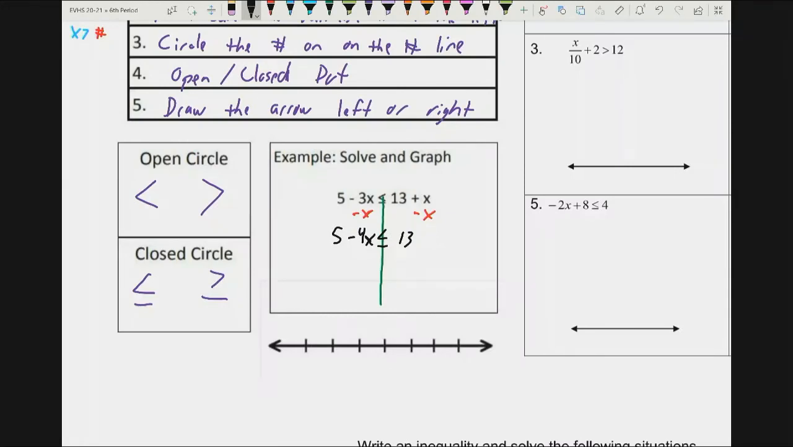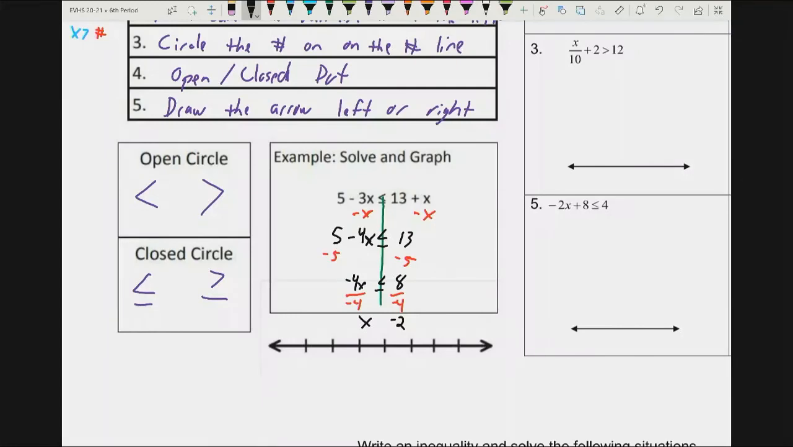Now, next question was, do I have a constant being added or subtracted? And yes, I do. I have this 5. So I'm going to subtract 5 on both sides. Negative 4x is less than or equal to 13 minus 5 is 8. Next question was, do I have a constant being multiplied by the variable? And yes, I do. So divide by it. And I'm left here with x, and 8 divided by 4 is negative 2.